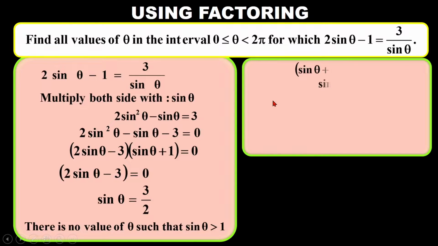On the other side, we have sine theta plus 1 equals to 0, which will give you sine theta equals to negative 1. So you will get a reference angle of 1 over 2 pi for theta. So for sine negative 1, theta is actually 3 over 2 pi.